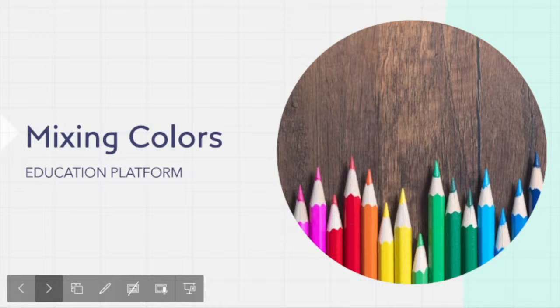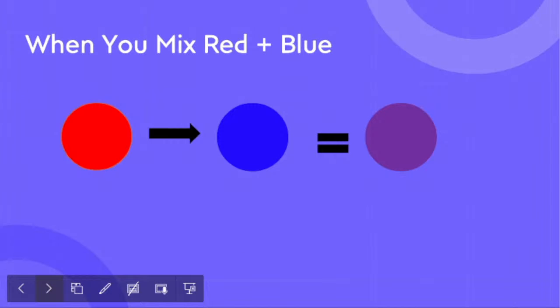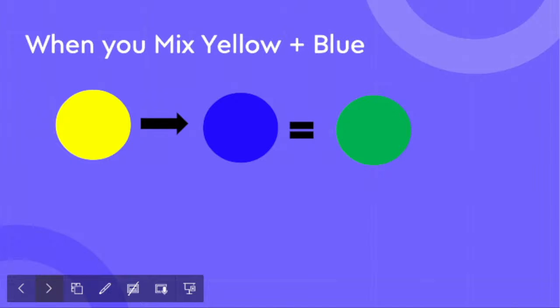Now, when you're mixing colors, you take two primary colors and mix them together to create a secondary color. When you mix red and blue, it makes purple. When you mix yellow and blue, it makes green.